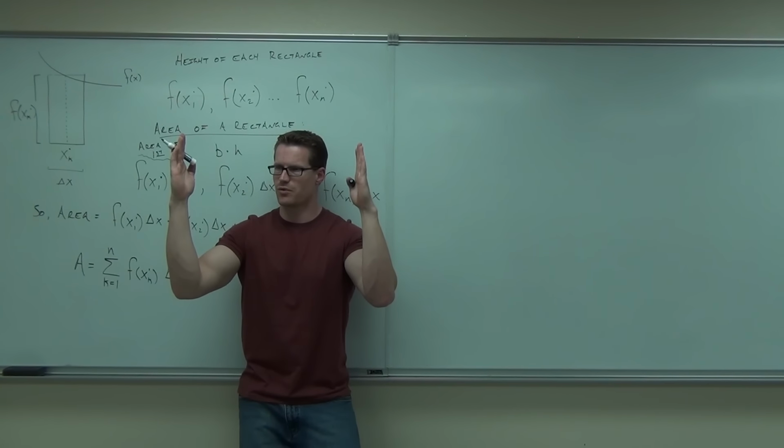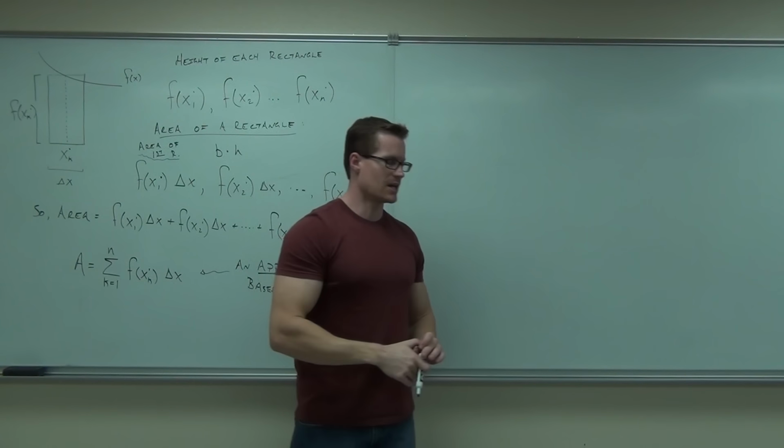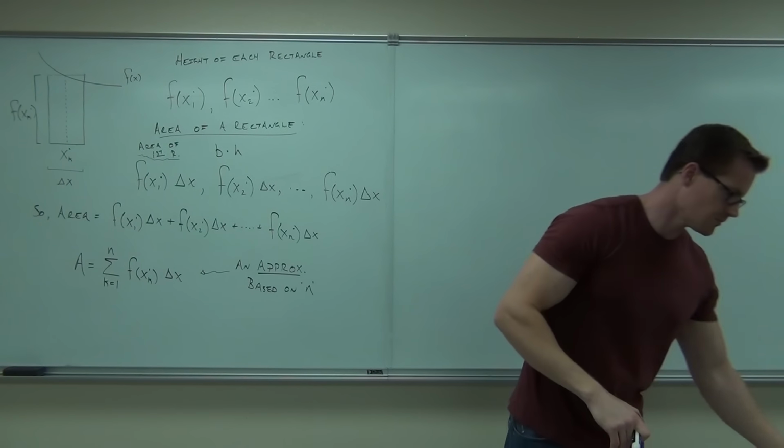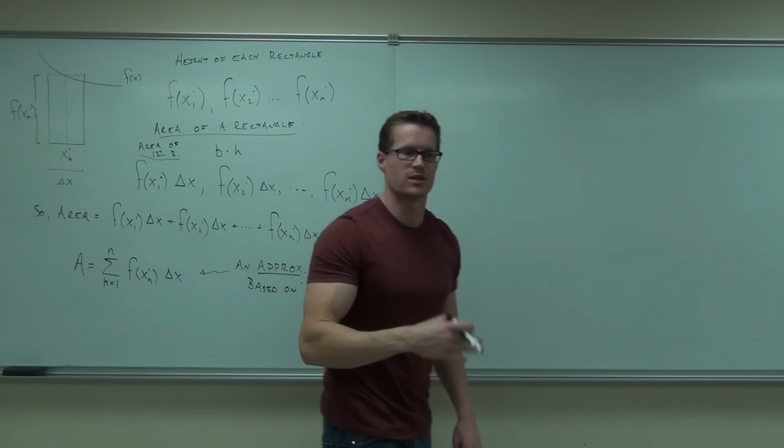Haven't we covered the limit before? It says if I let my n go to infinity, that changes this from an approximation to an exact thing.